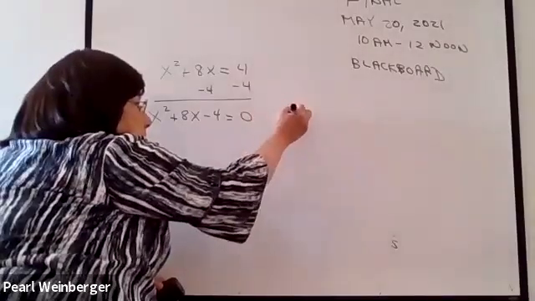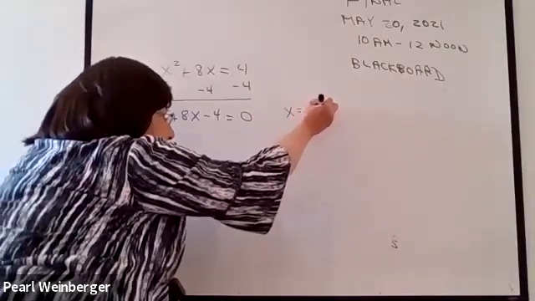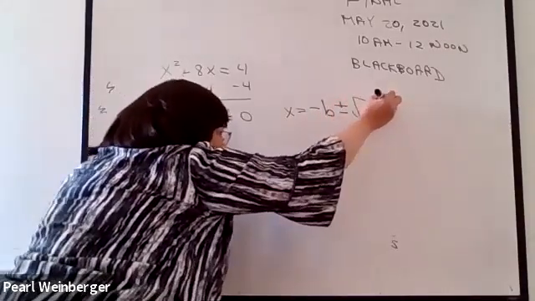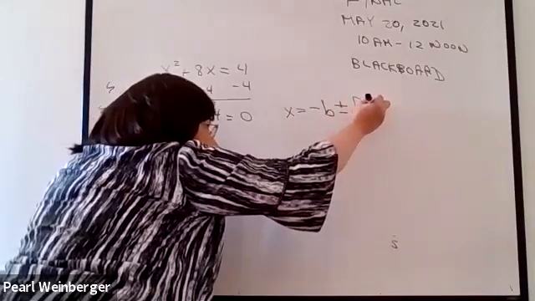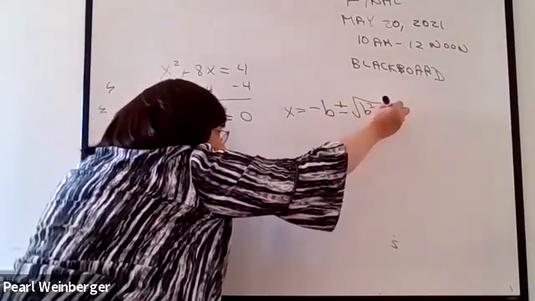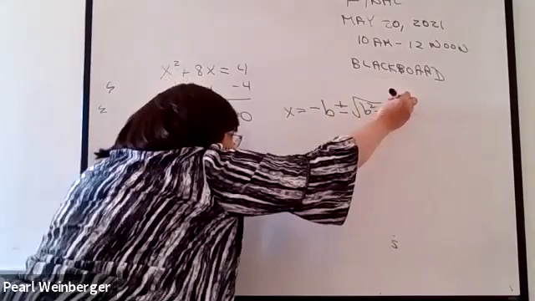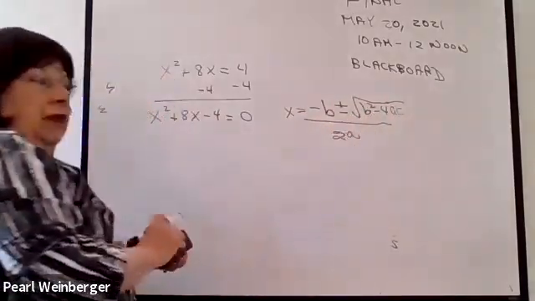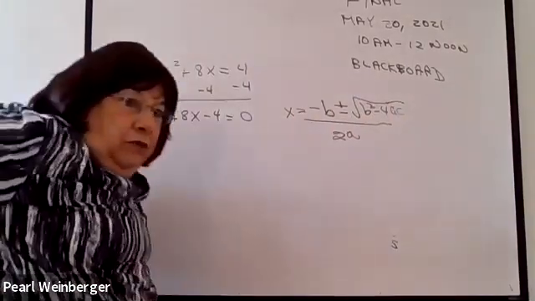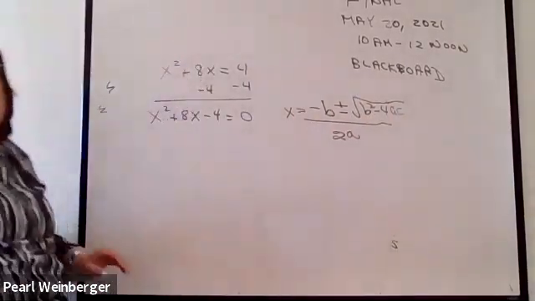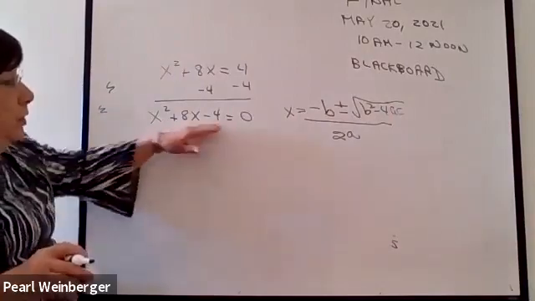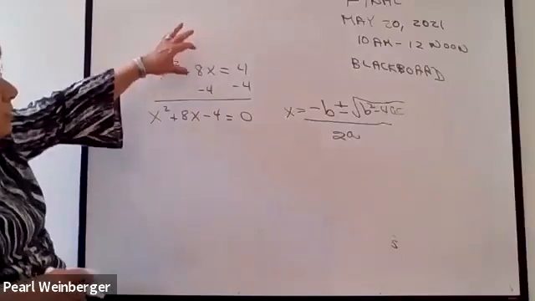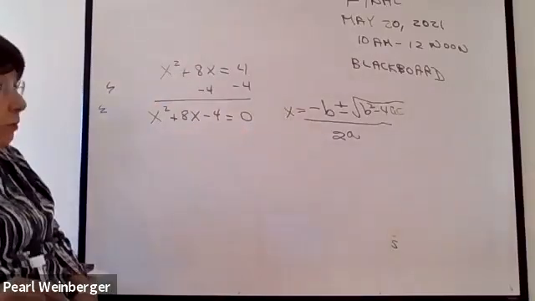Let me put the formula over here. X equals negative b plus or minus the square root of b squared minus 4ac, all over 2a. Okay, this is called the quadratic formula. Don't forget it. You can use it to solve any quadratic equation as long as it's equal to 0. It has to be equal to 0. It wasn't equal to 0, that's why we had to get it equal to 0.